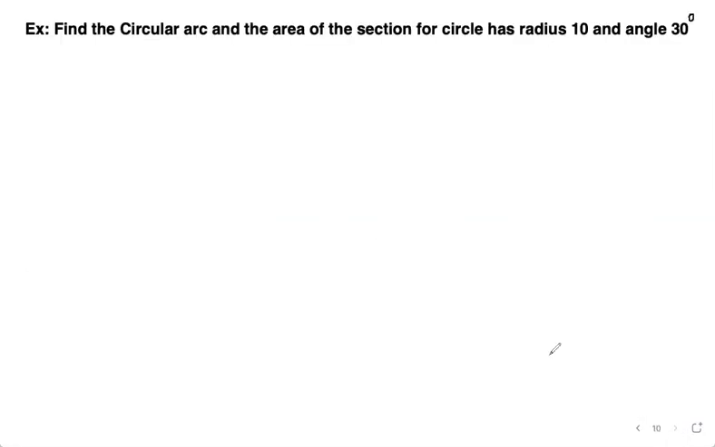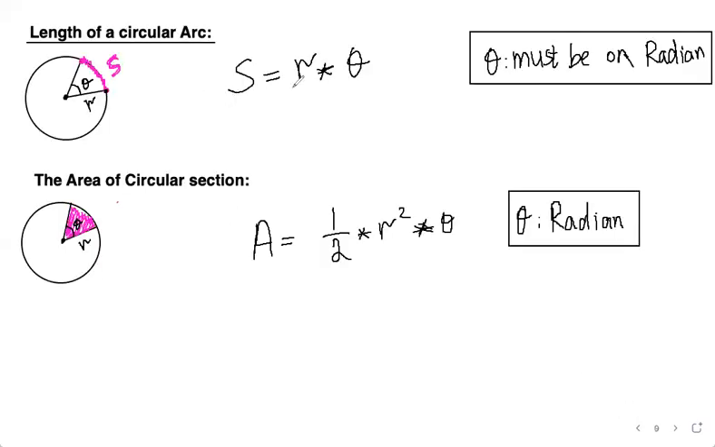Okay. Now find the circular arc and the area. I need to find these things and the area. The sector of a circle has radius 10 and angle 30. So the circular arc formula is S equals R times theta. Theta must be in radian. What is the angle here? It's 30 degrees. How can I change 30 degrees to radians?